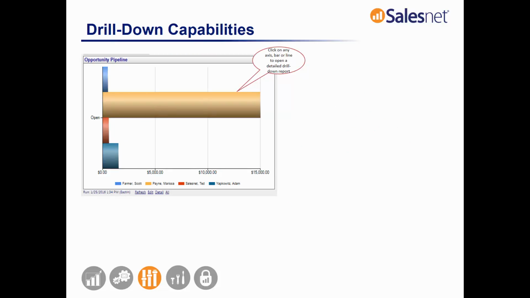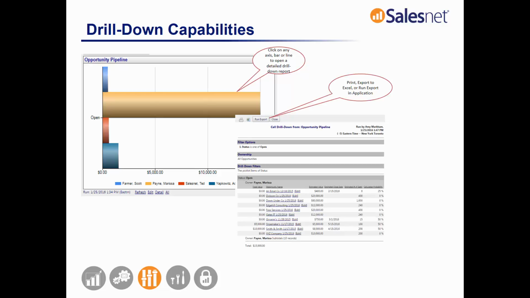Okay. So now let's go over a few drill down capabilities, some detail there, and then we'll log into SalesNet and take a look at it in the system. We've already pointed out that you can drill into any chart. And this is a sample of the drill down report that you would receive when you click on a portion of a graphic. In this drill down report, you have options to export this to CSV, to Excel, or even print it.